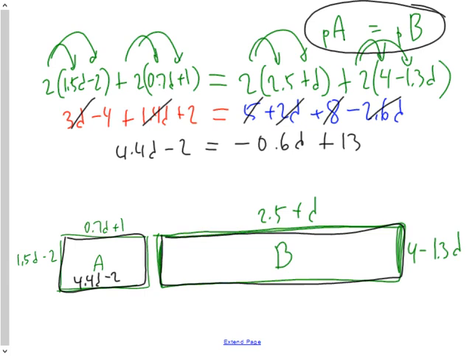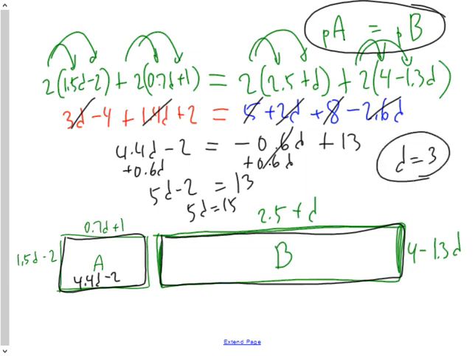I'm now going to isolate d by getting rid of the variable on one side. In this case, I want to get rid of that negative 0.6d by adding its opposite. I now have 5d minus 2 is equal to 13. Oh, this is looking beautiful. Add 2 to both sides. 5d equals 15. Divide both sides by 5, and d will equal 3.